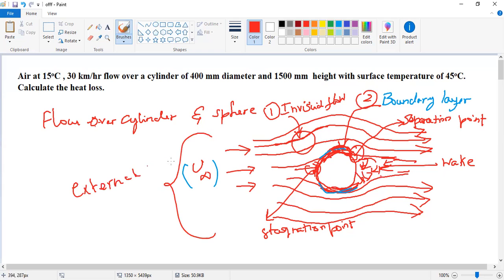Next class we will see internal flow. For now we follow the external flow. Related to that, we have two problems in external flow, and we will see them.